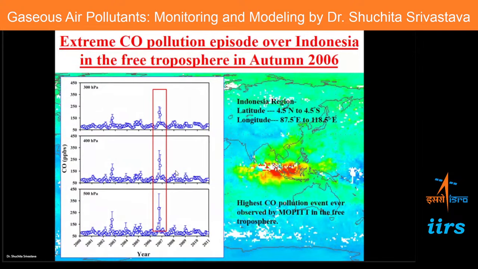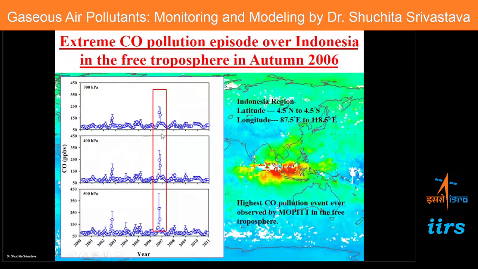So for example, here one extreme CO pollution episode over Indonesia happened in the free troposphere in autumn 2006. Here in the background, you can see the MOPITT CO picture, and here you can see the pollution episode which is happening. The plot shows year on the x-axis and CO value on the y-axis at three different pressure levels, 500 hectopascal, 400 hectopascal and 300 hectopascal. And you can see high values during autumn 2006. Very high value. It was the highest value in this decade.